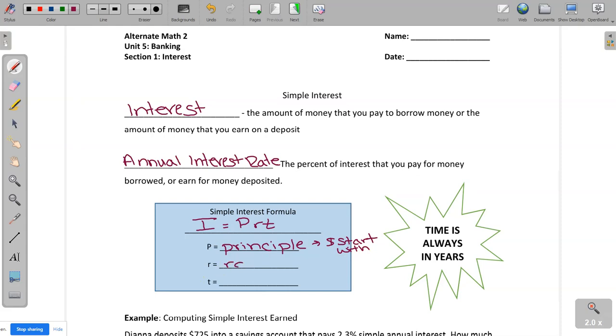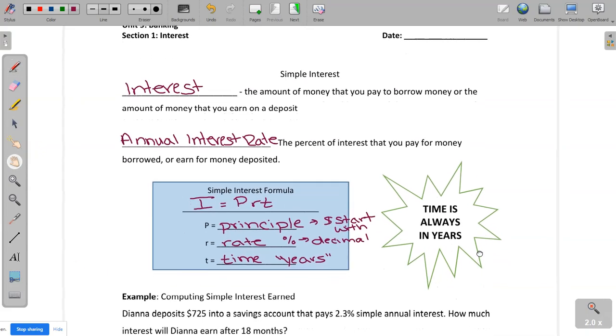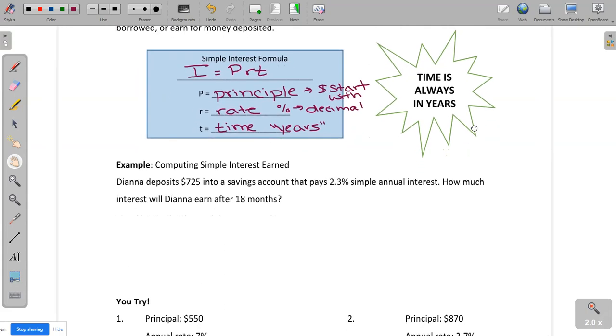R is your rate. And don't forget, when we are talking about a rate, it has to be changed from a percent to a decimal. And lastly, T is the time. And our time is represented in years. So if we're giving time in months, we have to calculate how much that would be in years.